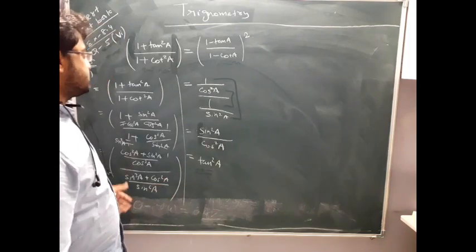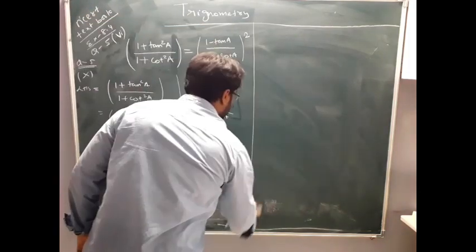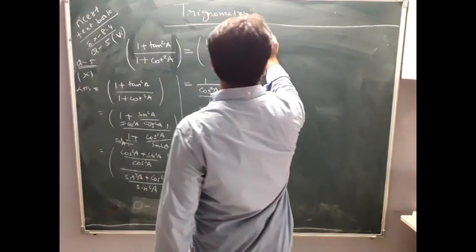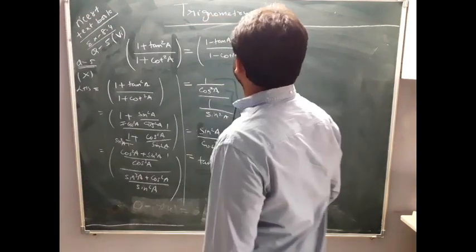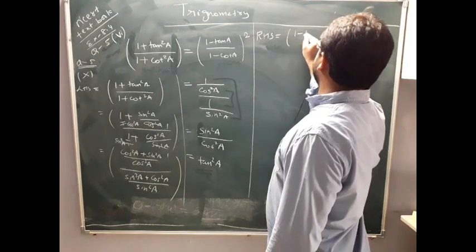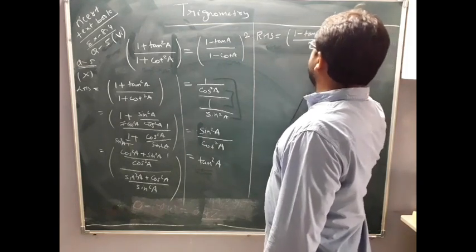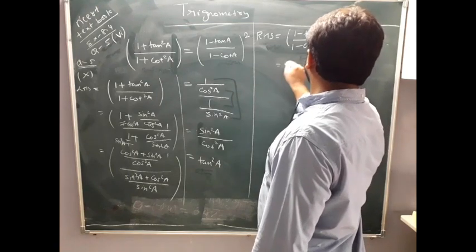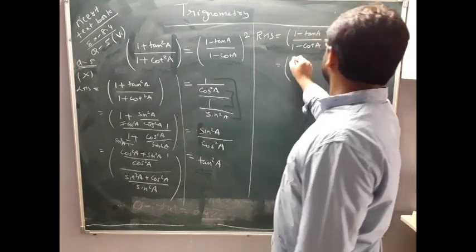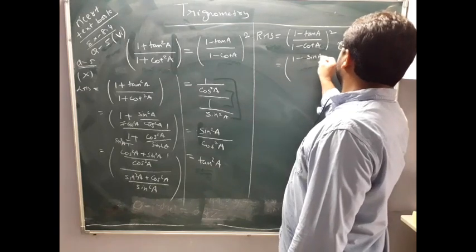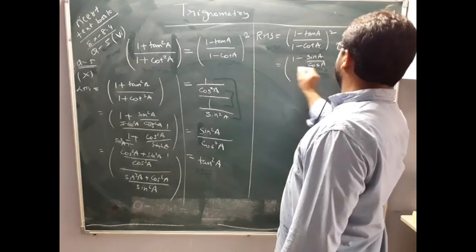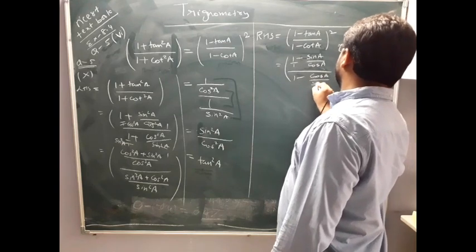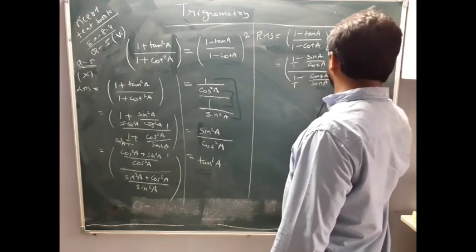So I have solved the LHS. Now I will solve the RHS. And that type of problem is only nearly 5%. So what is our RHS? That is 1 minus tan A by 1 minus cot A, the whole square. 1 minus tan A means 1 minus sin A by cos A. Here the LCM will be 1. And 1 minus cos A by sin A. Here also the LCM will be 1.